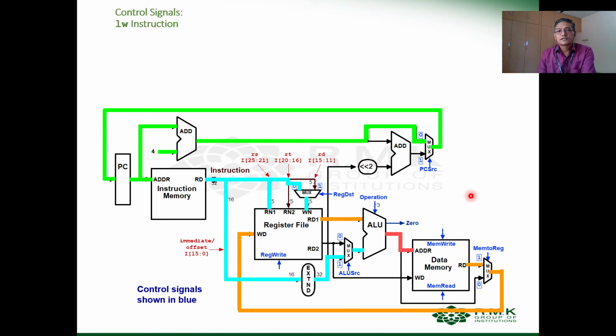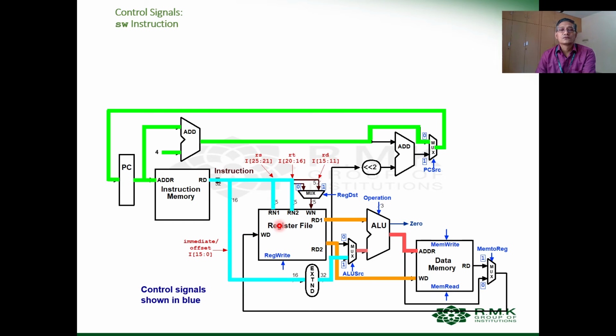Then for the load word instruction, ALU source is 1. The 2-bit ALU operation is 0, 0. Then memory write is 0. Memory read will be 1, because we are going to read from the memory and store it into the register. Memory to register is 1. Register destination is 0. Register write is 1.